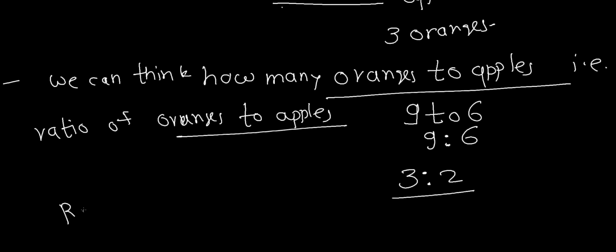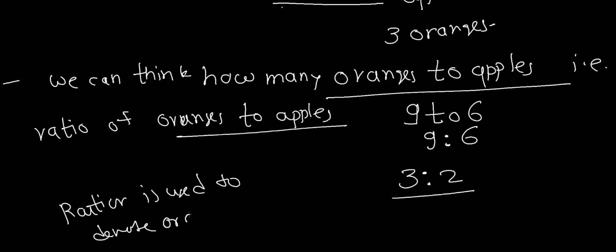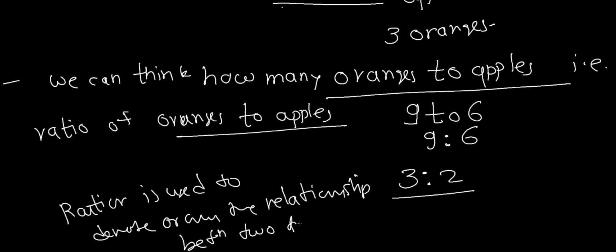So finally, what is a ratio? Ratio is used to denote or show the relationship between two different quantities, and it is denoted by this symbol.